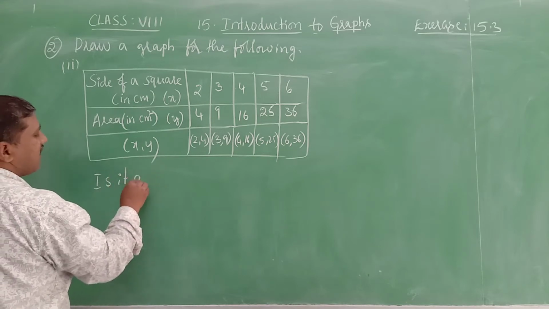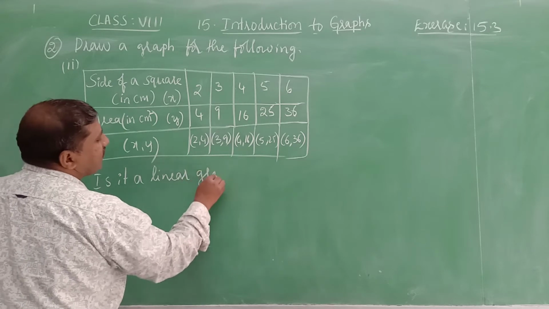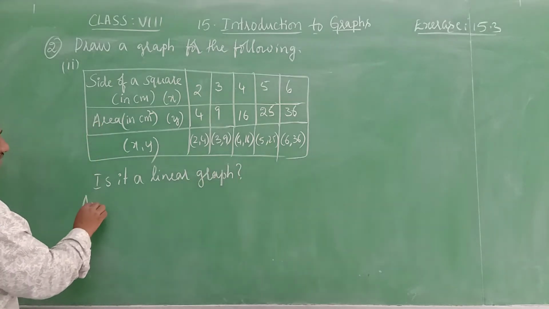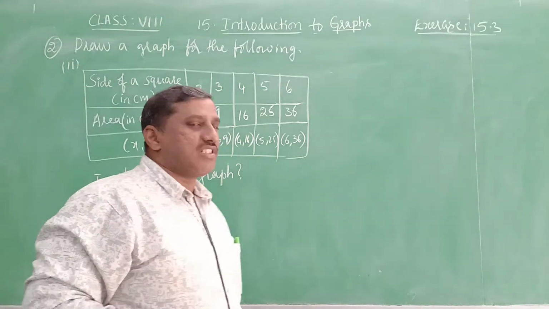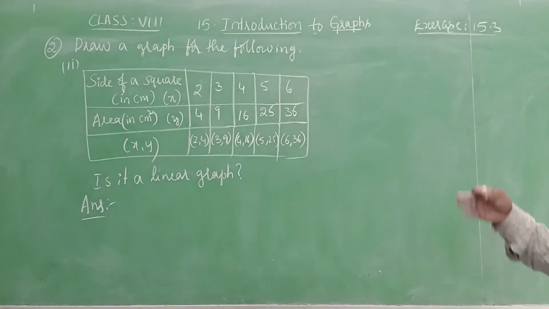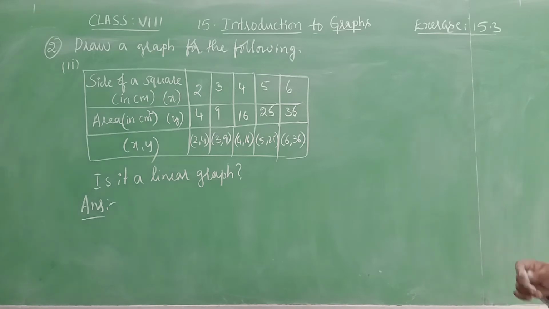Is it a linear graph? A linear graph. What is a linear graph? By joining all those points, we should get what? A straight line. We should get a straight line. Now we will check whether we will get this straight line or not. If we get a straight line, yes, it is a linear graph. Otherwise, it is not a linear graph.